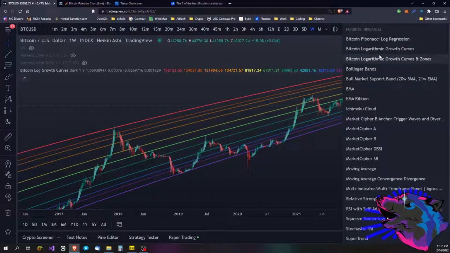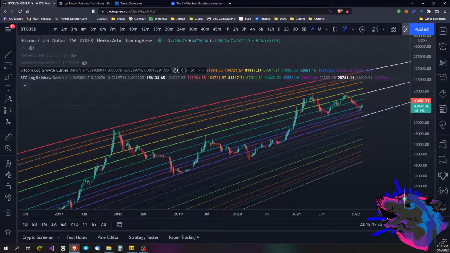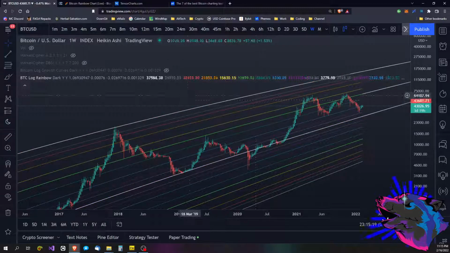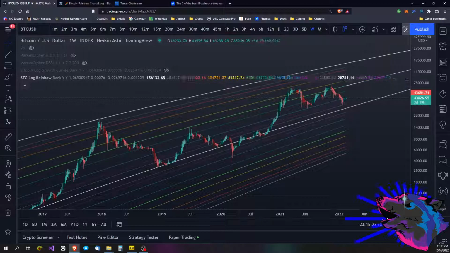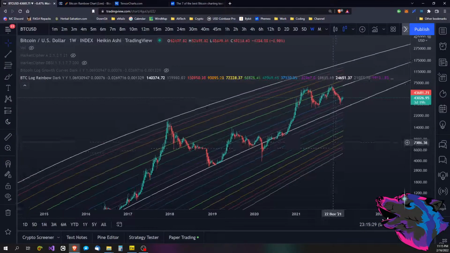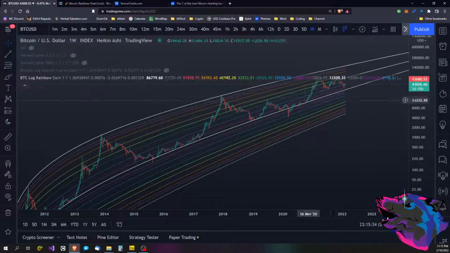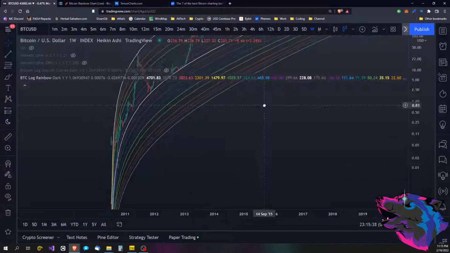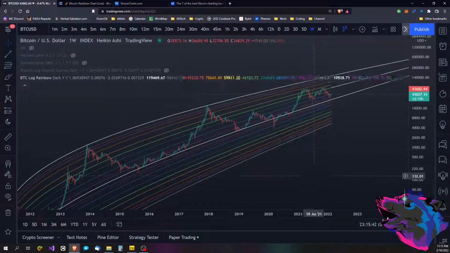Real quick, I'll show you this one, the Fibonacci logarithmic rainbow. It's basically the same as that first one, except it mirrors it to the downside. So it's almost acting as if this lower line is the median in the middle, which doesn't really make much sense because we're barely ever below it, according to this.